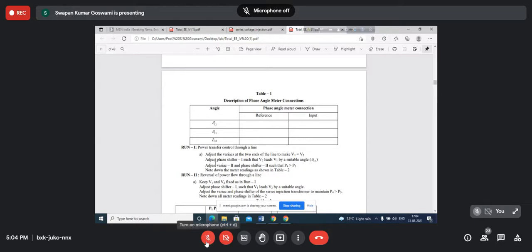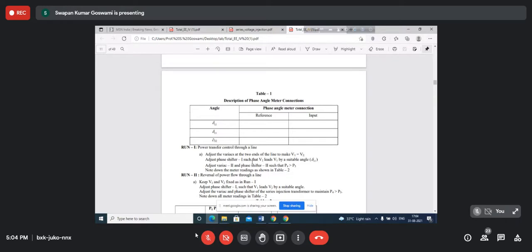And there is no line capacitance considered here, so there is no other path for reactive power flow, because there is no representation of line capacitance here, and we have made the two voltages equal. It means there will not be any reactive power flow. That's why we are making V1 equal to V2.